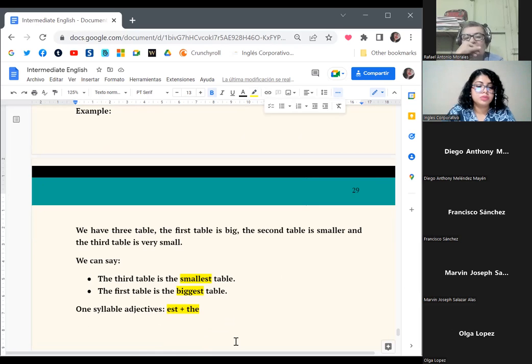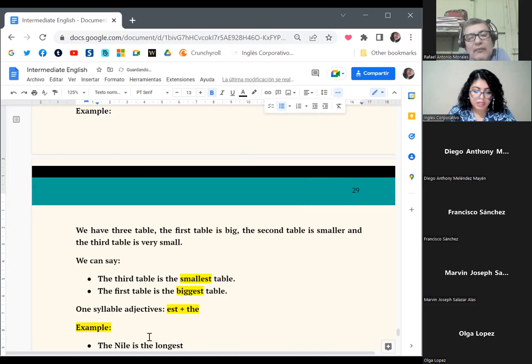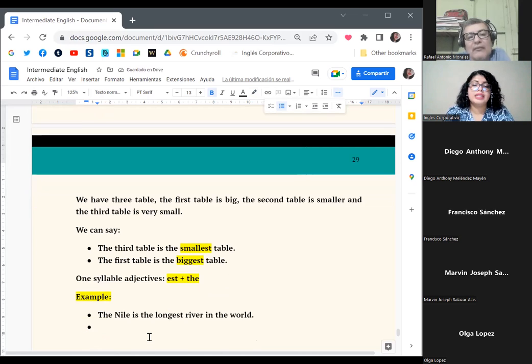And we have the examples. And we are going to use the same example that we have in the first part to make the comparison between the way in which we are going to write the words. So we are going to write the same examples. And it says, there is the longest, the longest river in the world. Because there is no other river that is longer than this one.